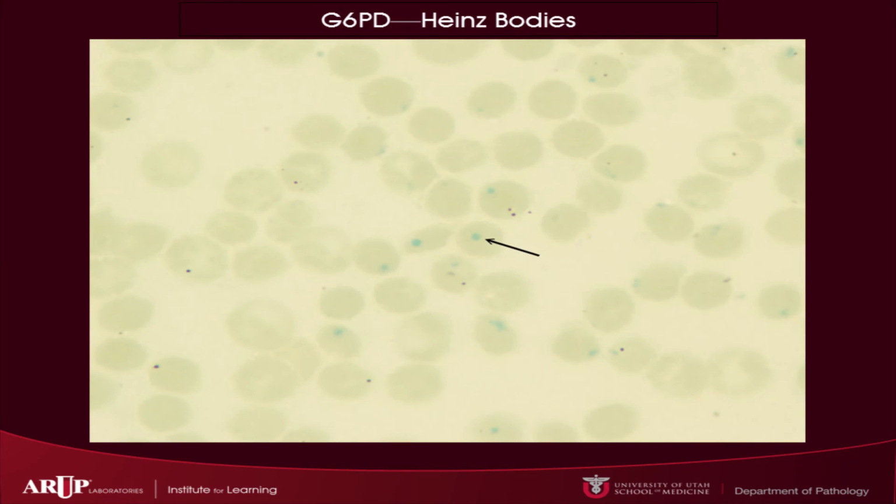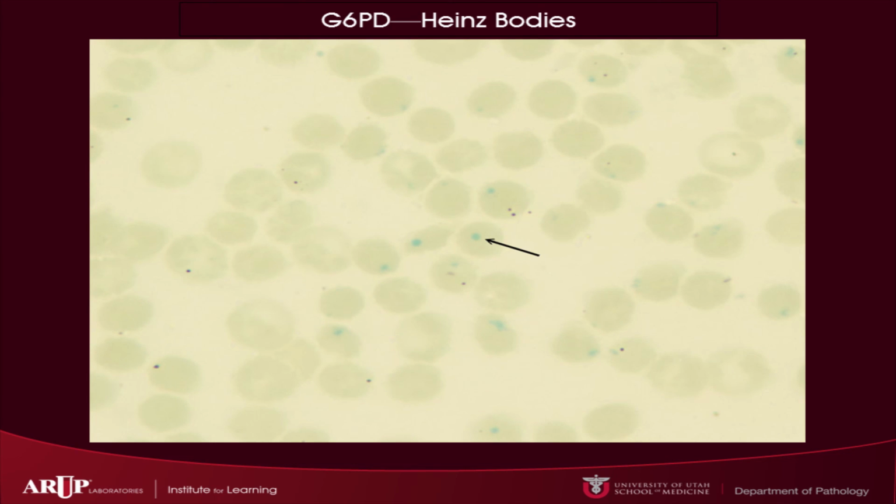This is a Heinz body test done in G6PD. It's basically showing us the precipitated denatured hemoglobin here. This is a supravital stain, and in patients with G6PD deficiency, because this particular enzyme is deficient, they are more prone to destruction and precipitation of the hemoglobin, and this precipitated form of the hemoglobin can be seen as Heinz bodies in supravital stain.